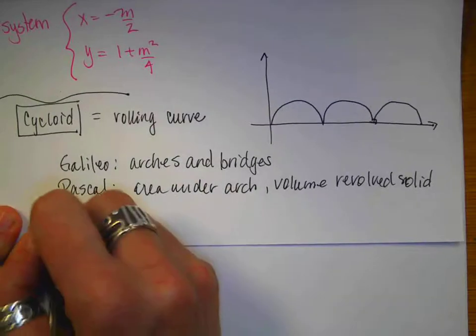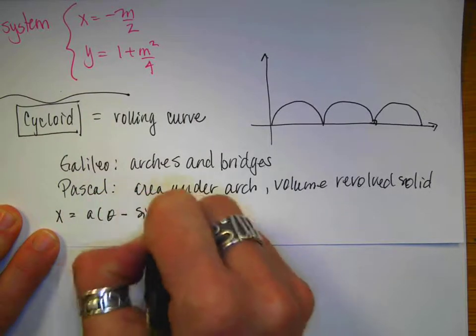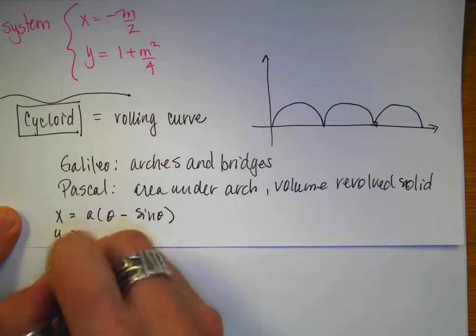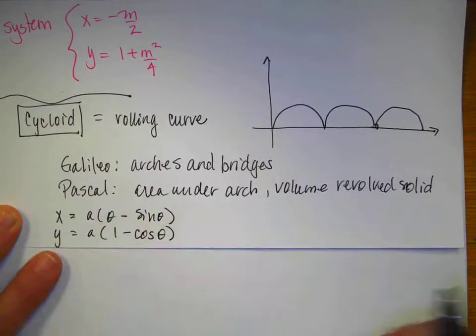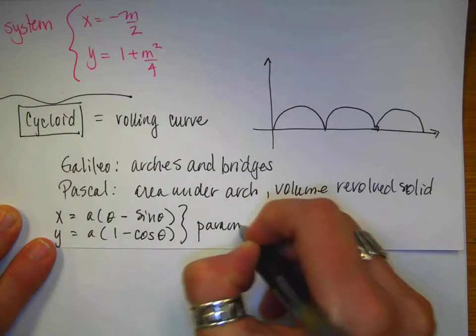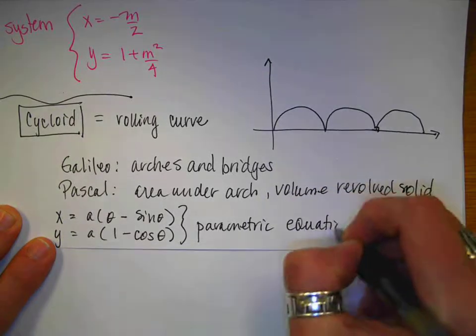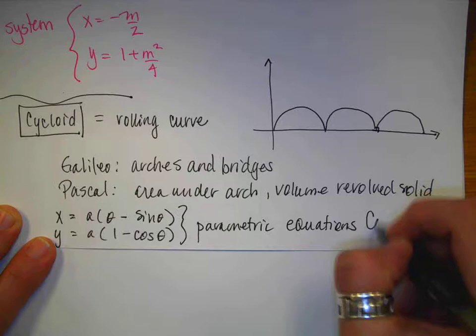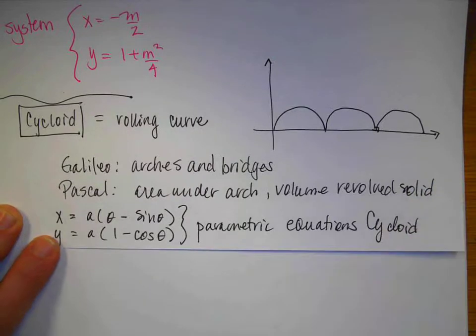So I'm going to continue just a little bit with our cycloids. We have a generic equation, x is equal to a times theta minus the sine of theta, and y is going to equal a times 1 minus the cosine of theta. And these would be the system of parametric equations that talk about our cycloid. Okay, so that's all I'm going to show you today.